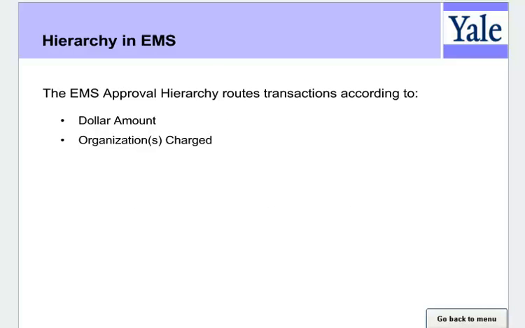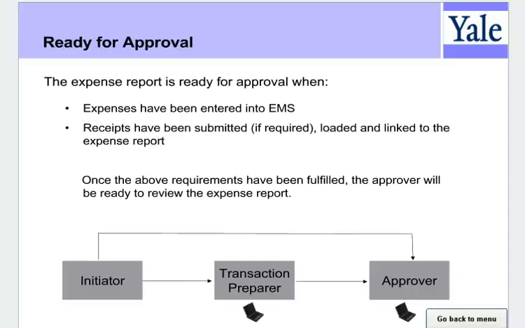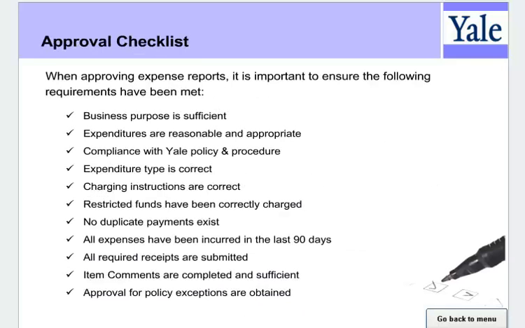The EMS approval hierarchy routes transactions according to dollar amount and organizations charged. As an approver, you will receive expense reports ready for approval when the preparer has entered all expenses into EMS and all required documentation has been submitted, loaded, and linked to the expense report. When approving expense reports, use the checklist displayed on the screen to ensure important requirements have been met.